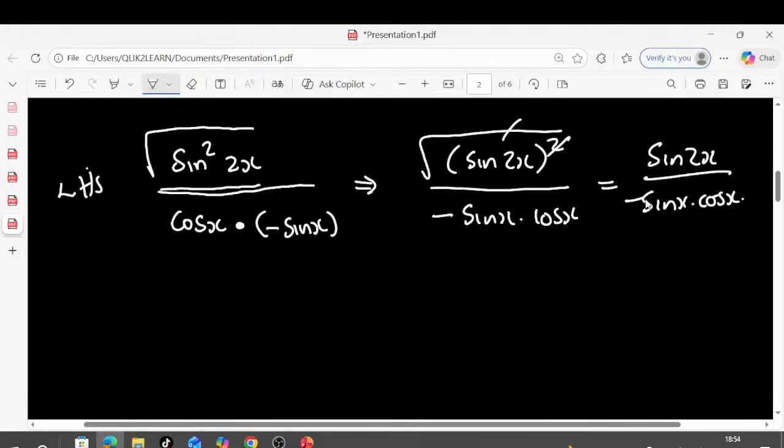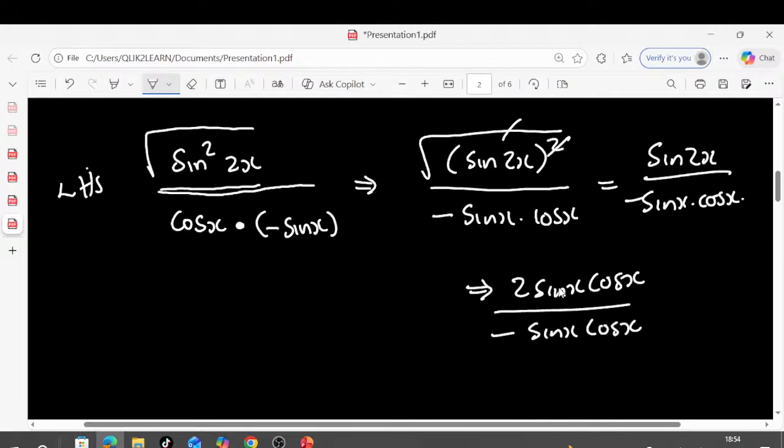Then what's next? On top, I can change the sine 2x into what? 2 sine x cos x. The bottom part I still have negative sine x, the cos of x. Look at this. These two cancel and the answer is negative 2. So you can see that. Therefore, your left hand side is equal to right hand side.